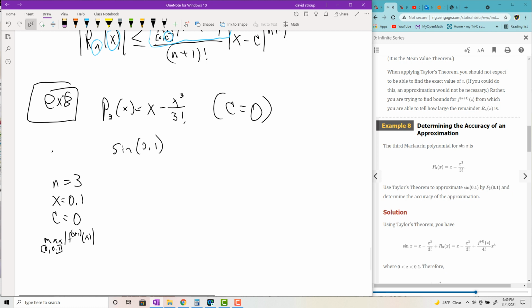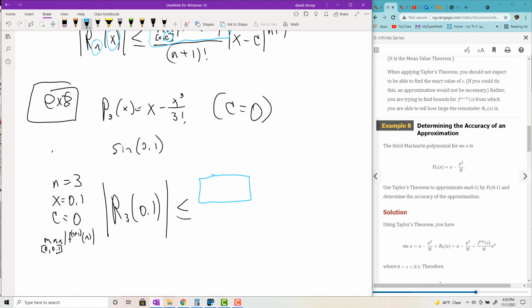Okay, so the only thing I really don't know at this point is that maximum. So somehow I've got to figure that out so I can flesh out this r sub n formula. Right now, r sub 3 of 0.1 is going to be less than or equal to this thingamajig that I don't know yet, the max of the n plus first derivative on that interval, divided by n plus 1 factorial. n we said was 3, so it would be 4 factorial times the absolute value of 0.1 minus 0, c is 0, to the n plus first power, which of course is 4. So I just have to figure out the blue thing.